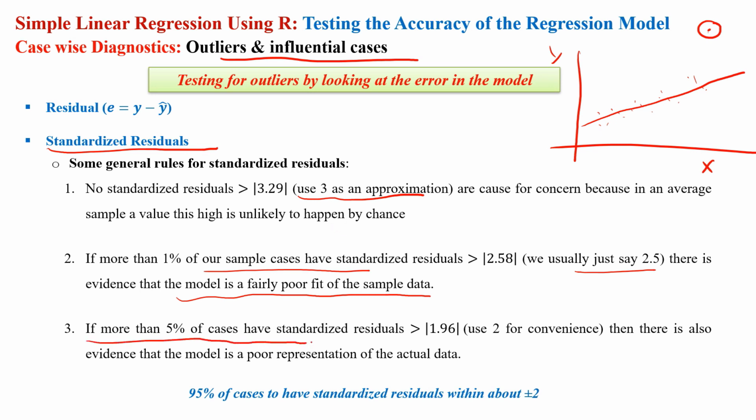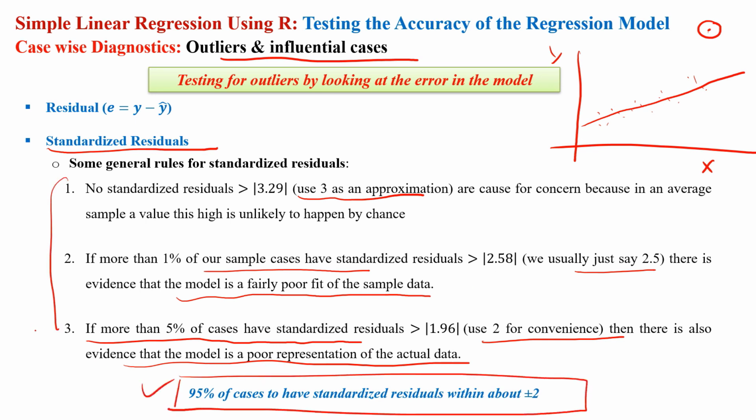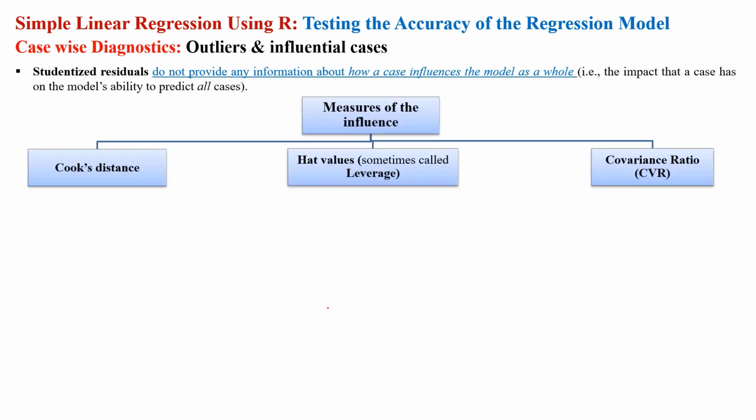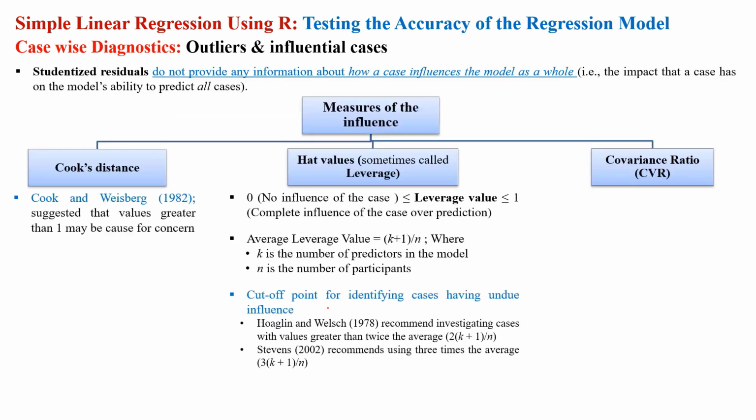Similarly, if more than 5% of the cases have a standardized residual above 2, then there is also evidence that the model is poorly fit. So instead of using all of these, mostly people say you can use the third concept: you should check that at least 95% of the cases have residuals within plus or minus 2. If that is the case, then we can say that our model is good. Furthermore, the problem with the standardized residual is that it does not provide a particular case's influence on the model. It just talks, as a whole, about whether the model is good or not.